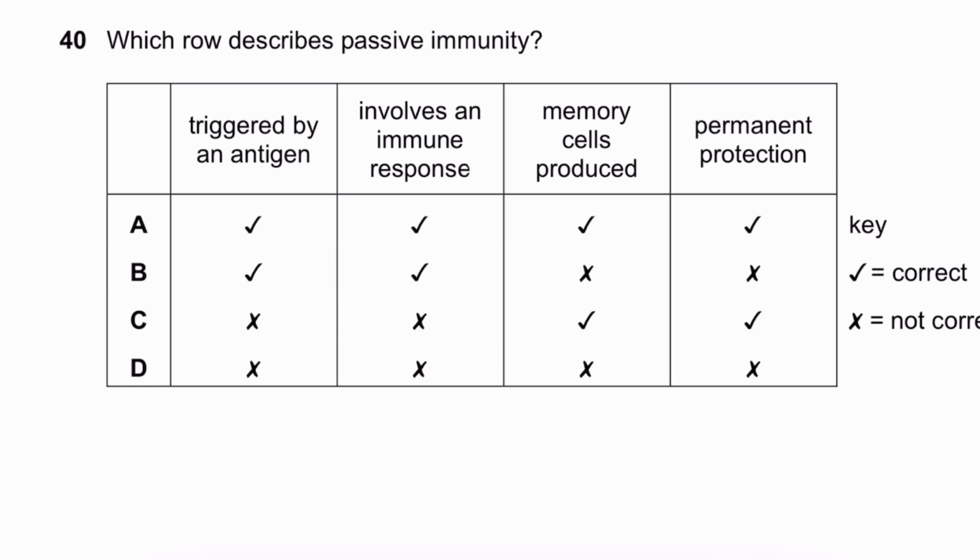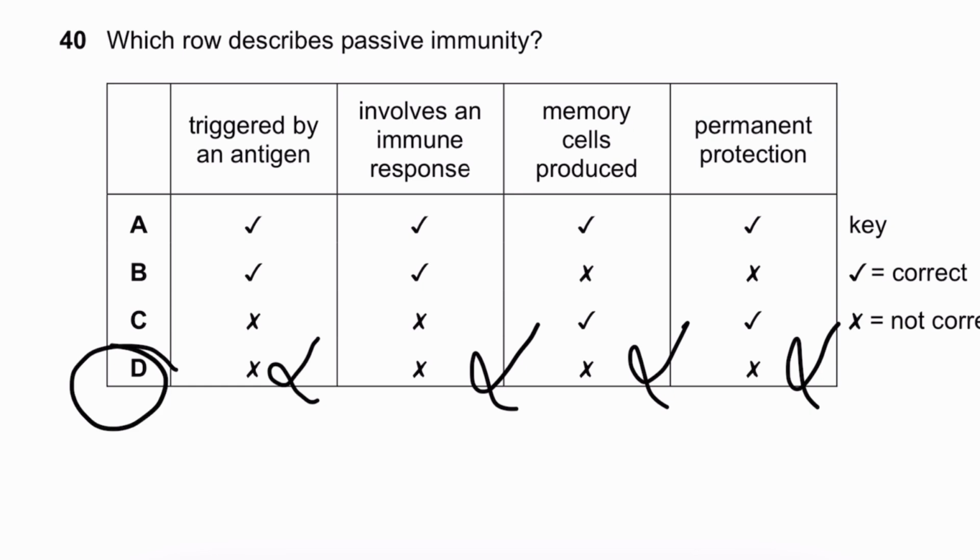Which row describes passive immunity triggered by an antigen? It's not triggered by an antigen. It's just that there aren't any B lymphocytes being triggered by an antigen. It's just antibodies being injected into the patient, and so that's wrong. Involves an immune response? No, there isn't going to be any clonal selection or clonal expansion. There will not be a primary or secondary immune response. Memory cells produced? There are no memory cells in passive immunity. There's definitely no permanent protection. So that's D.